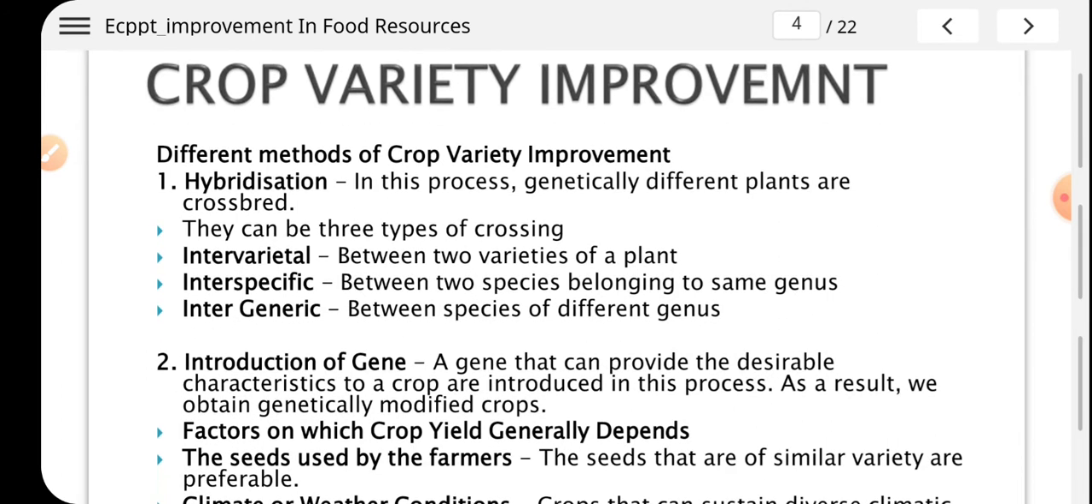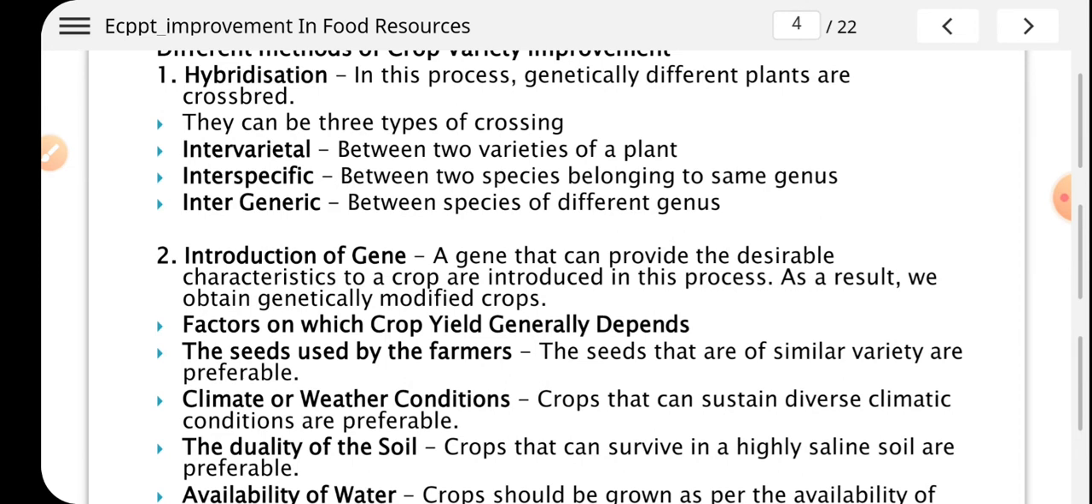First is crop variety improvement. How can we improve the variety of the crop? The different methods are there. First is hybridization. Genetically different plants are crossed. There are three types of crossing also. Intervarietal, within the same two varieties of the plant. Interspecific, between two species belonging to the same genus, and intergeneric, between species of different genus.